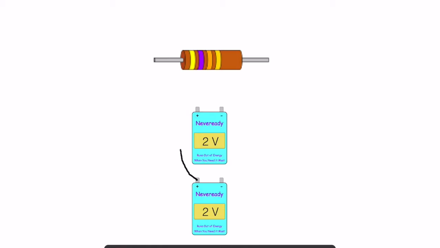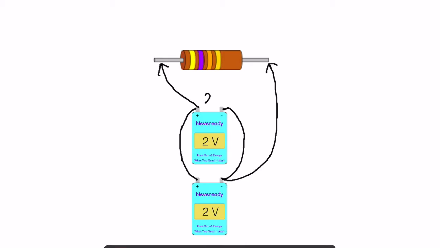If we want to connect in parallel, we connect positive to positive and negative to negative. Then we connect either of the positives and either of the negatives to the resistor. It doesn't matter which one you hook up. This would give you 2 volts, but it would last twice as long as a single battery.